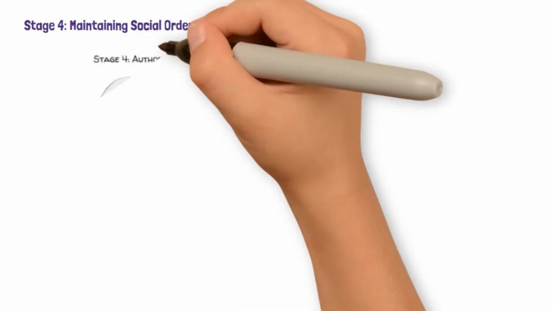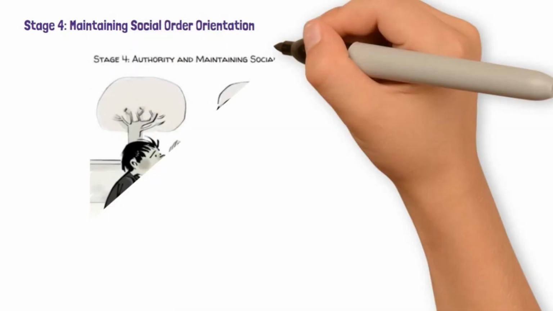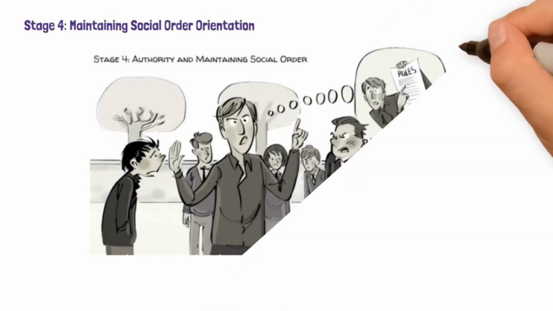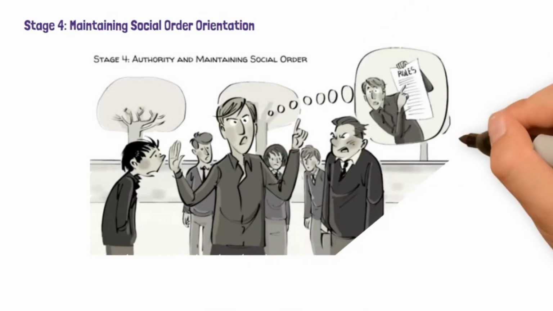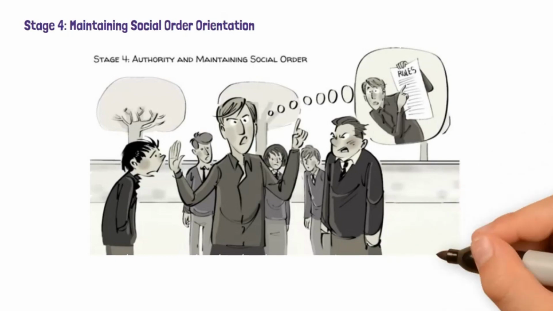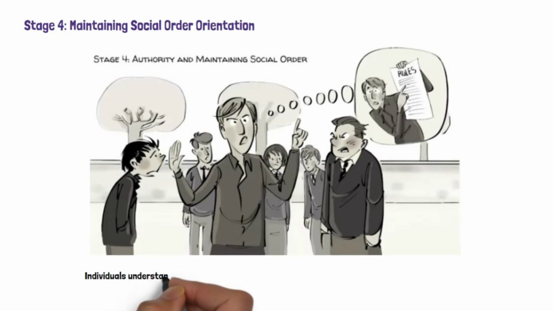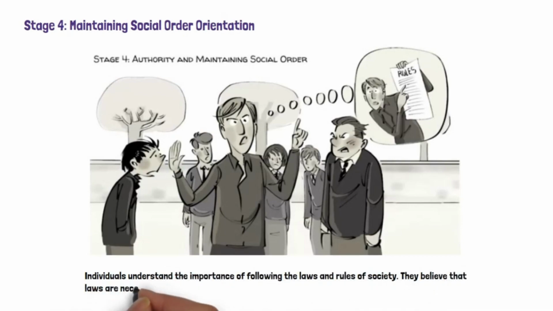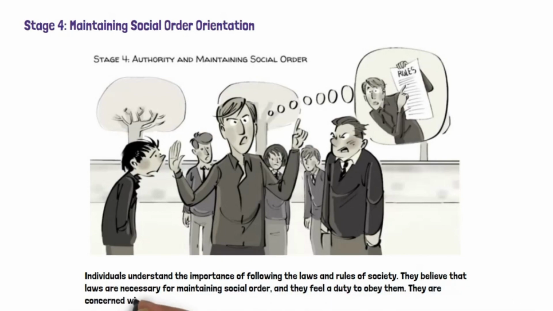Stage 4. Maintaining social order orientation. People at stage 4 also focus on their behavior being approved by their close relationships or surrounding people, like stage 3. But their perspective of looking at a situation becomes wider at this stage because they judge different situations by considering the collective view of society. People at this stage strictly follow the rules, though they consider these rules as a burden to them.